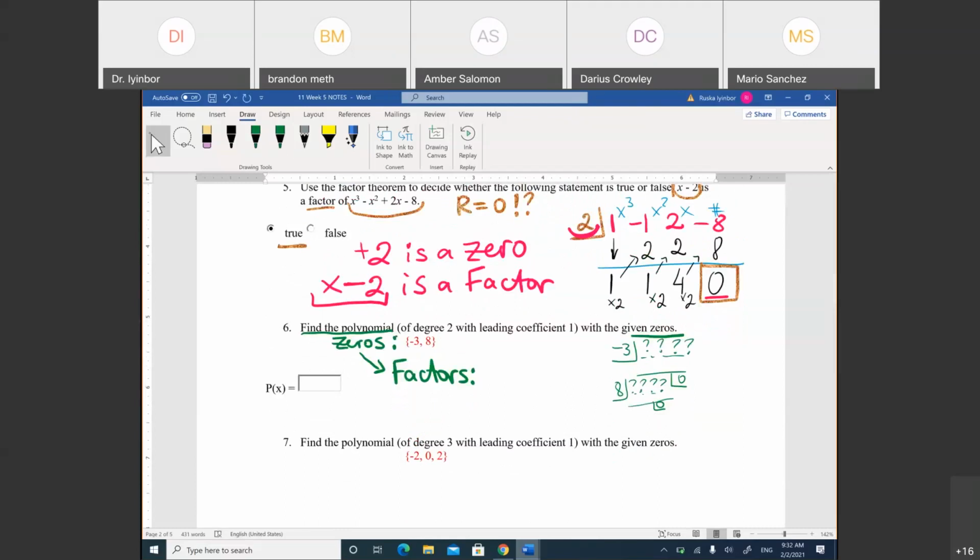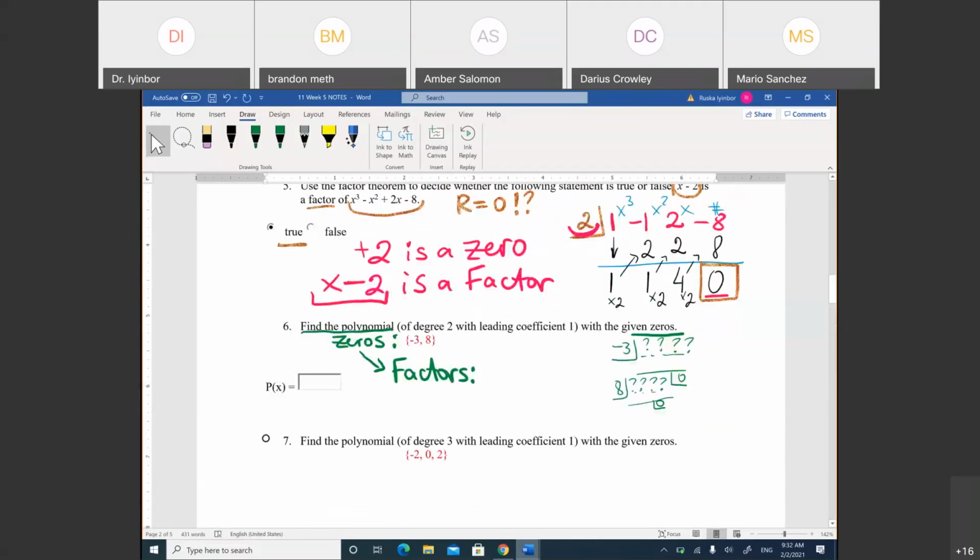Yes, x plus 3. X plus 3 is the factor. So x plus 3 is my factor. Opposite. If 8 is a zero, what is the factor? x minus 8. Absolutely, yes. Okay, so this is what you're doing, exactly what you have here.